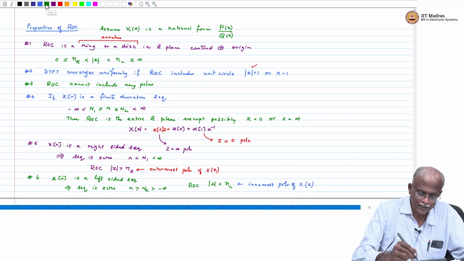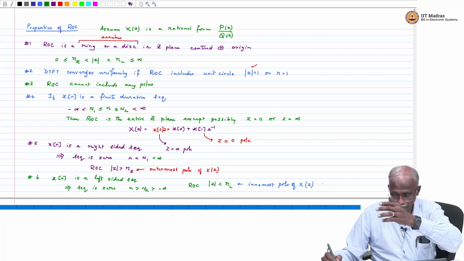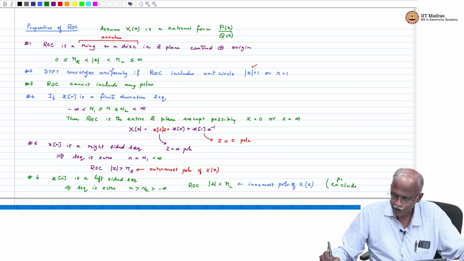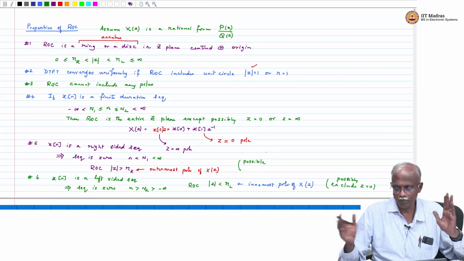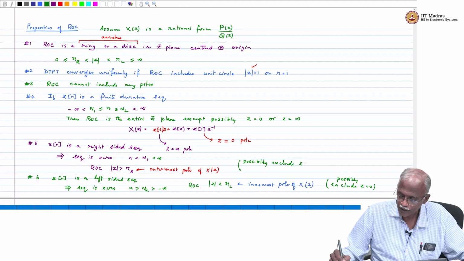Now remember, if it is a sequence which has positive powers of z, then you may have to possibly exclude z equal to 0. In the same way, for the previous one, the right-sided sequence, you may have to possibly exclude z equal to infinity, depending upon whether you have positive or negative powers of z.